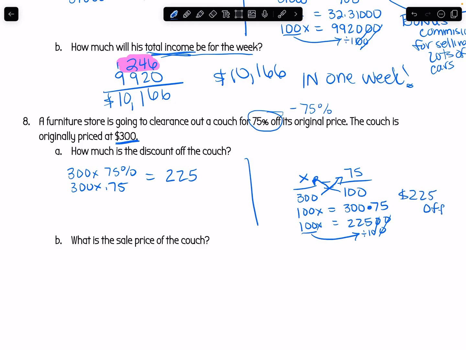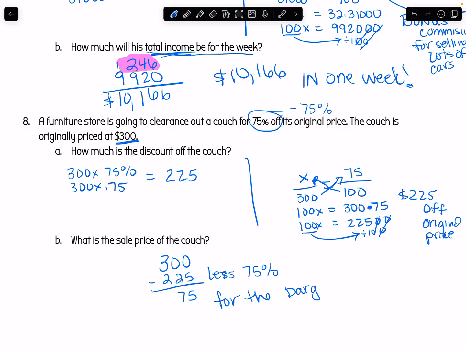And that is off the original price. That's the part you need to understand. This one's an interesting example. So we paid $300. The couch is $300 less 75%, which was $225. So this couch was $75 for the bargain couch. Who needs a couch?